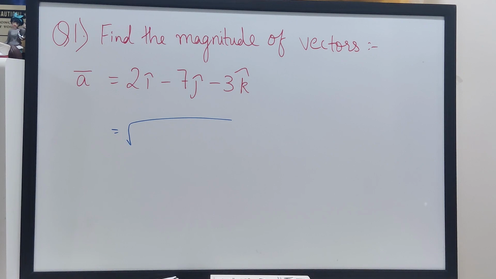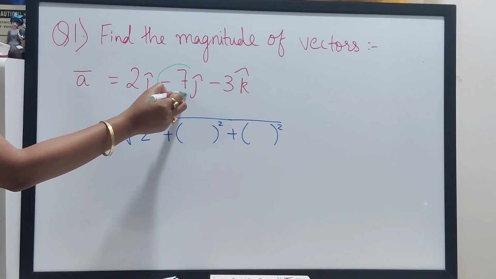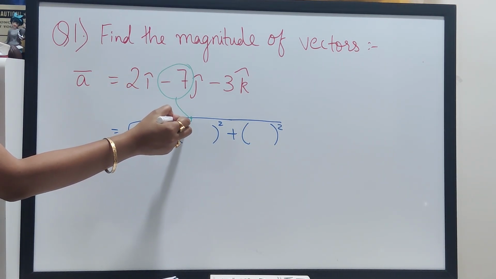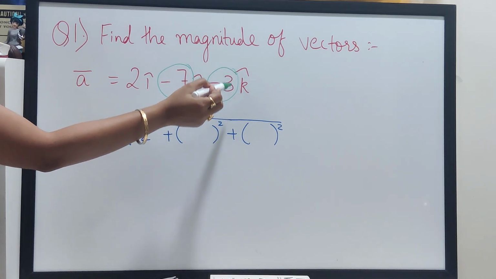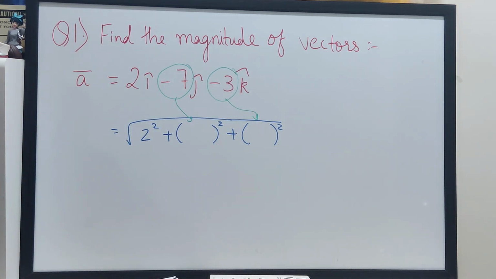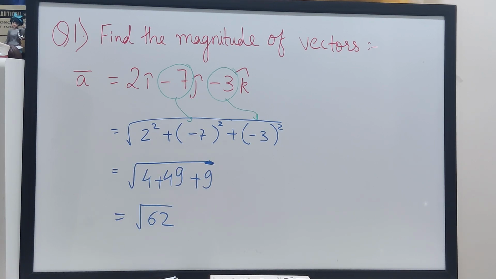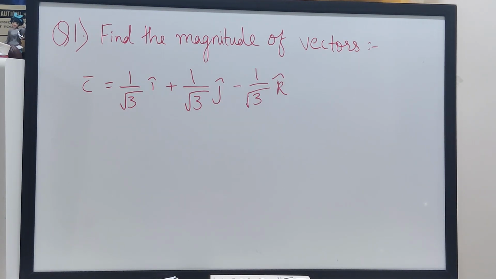So take out the coefficients. Coefficients will be 2, -7 and -3. Same for C.